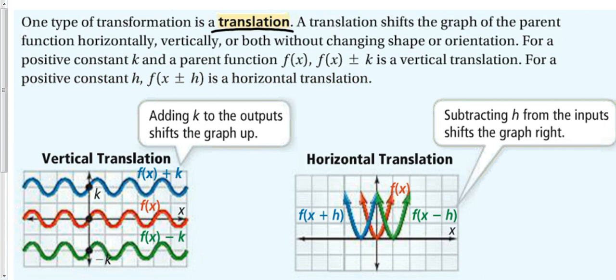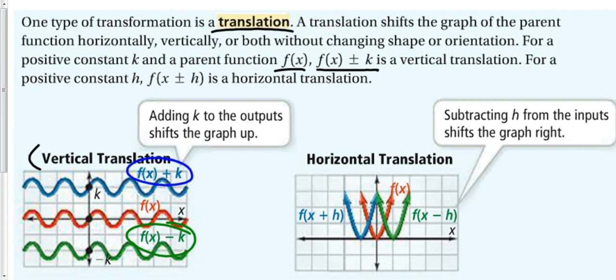If you can see here, in my vertical translations, I add in the blue. If I start with the red function and I move the red function up, I get the blue function. You can see that I have added something to the outputs of the function, and that has shifted the function up. In the green, I've moved the red function down, so I have subtracted something from the outputs. So if we have our parent function f of x, and we add or subtract some number, k, to the outputs of the function, I get a vertical translation. Plus moves the function up, minus moves the function down.